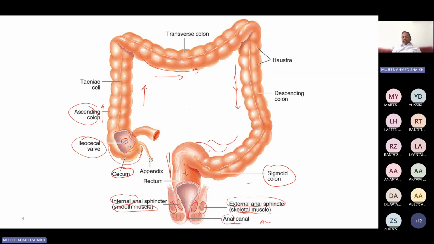The difference between them is, as the internal one is formed by smooth muscle, it is involuntary. We cannot control the internal one, but we can control the opening and closing of the external anal sphincter. It is under voluntary control because it is made by skeletal muscle, so we can open or close the anal opening.